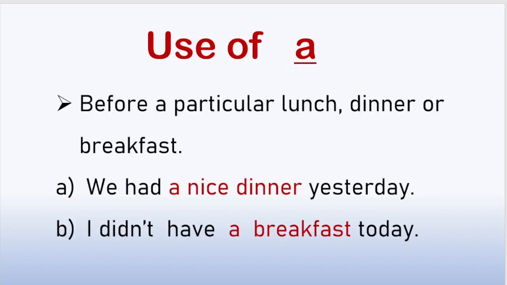We can use a before a class of tree. Next, we can use the article a before a particular lunch, dinner or breakfast. For example, we had a nice dinner yesterday. I did not have a breakfast. Here we have used a before breakfast. Okay. Here dinner yesterday and breakfast today have been mentioned. Dinner yesterday, breakfast today. A particular dinner and a particular breakfast, not the dinner of any other day or the breakfast of any other day.